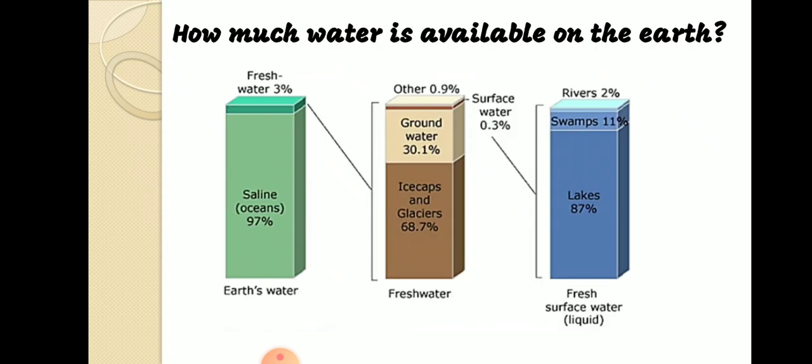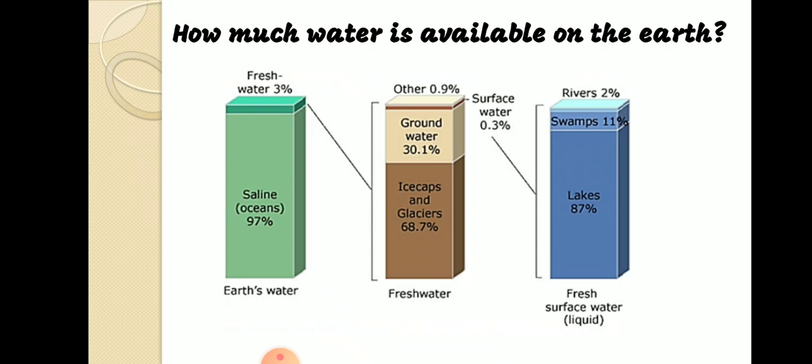Now, first of all, we will know how much water is available on the earth. In this figure, you see 97% of Earth's water is saline, that is in oceans, and only 3% of the Earth's water is fresh water that we can use for drinking.